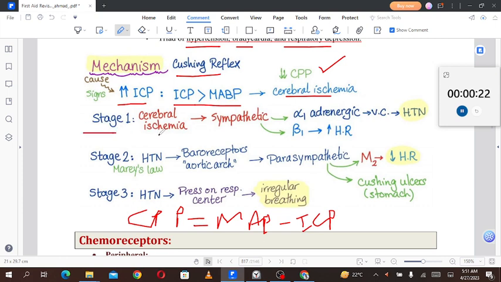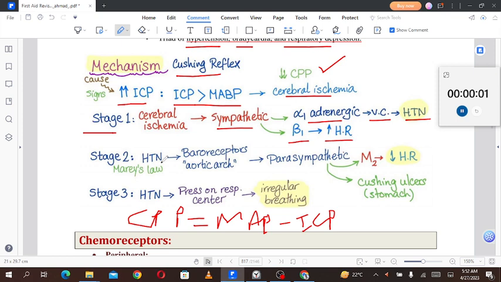Now in stage 1 of cerebral ischemia, the sympathetic nerve supply is activated, because when the brain is not getting enough blood, the brain senses that maybe there is hypovolemia, or maybe there is hypotension or stuff like that. It will excessively activate the sympathetic nervous system. When the alpha adrenergic system is activated, there will be vasoconstriction and hypertension will start happening. The beta 1 receptor is stimulated, which will increase the heart rate.